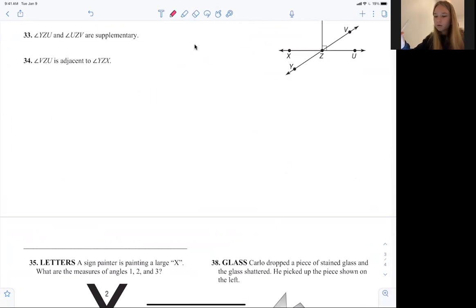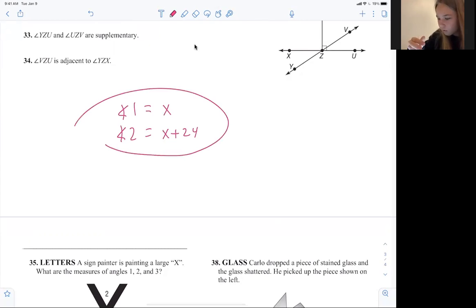We have two angles, right? So we're going to go with angle 1 and angle 2. Do we know what angle 1 is? No, X. So the other angle is how many more degrees? So it would be X plus 24. Does everybody agree with that? We're doing complementary, right? So what's true about those two angles? They equal 90. 2X plus 24 equals 90.